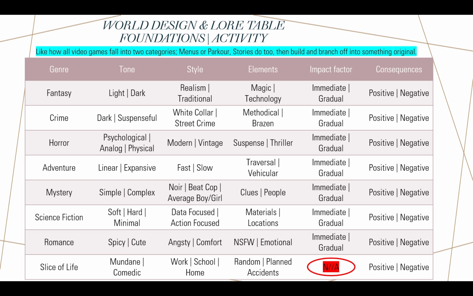But gradual would be like if he finds a note and it's like, Agent Cooper, stop looking into this, or else. The or else would be the gradual, right? So you can really choose if you want something to be immediate or gradual. If you're going to do that, I highly recommend learning to pace out your story.